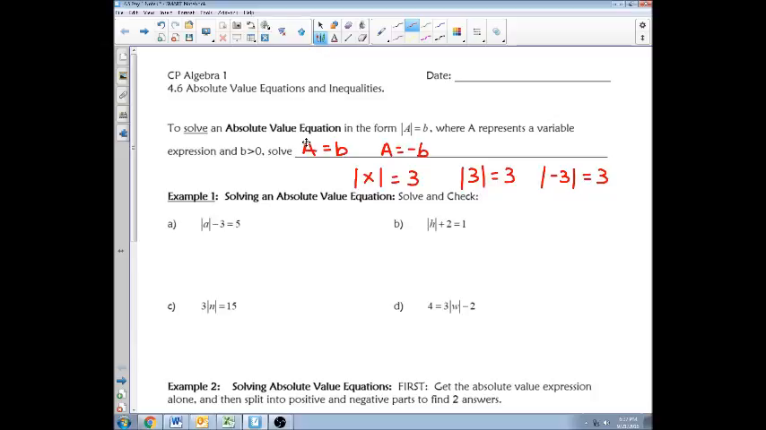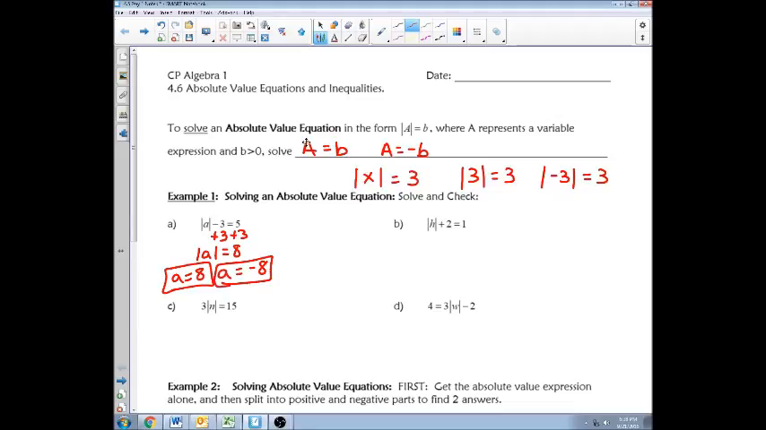All right, now in order to actually work through these problems, the first thing we need to do is to get the absolute value by itself. So I'm going to add 3. I have the absolute value of A is equal to 8. So in this case, just like with the absolute value of x is 3, A would equal 8 and A would equal negative 8. Okay?